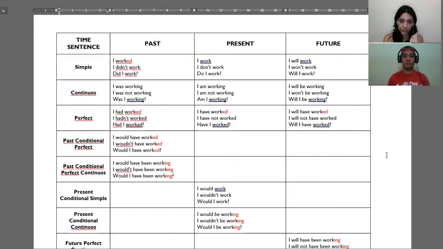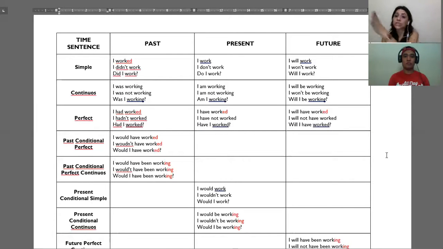The one that you have here, for example, says I had worked. That is past perfect. Then you have I have worked. That is present perfect. And I will have worked, that's future. Yes, you have it. Past conditional. Only in the perfect tenses do we change the verb, because you change it to the past participle. It's not that you change it to simple past. You change it to the past participle, the last column of the verbs.